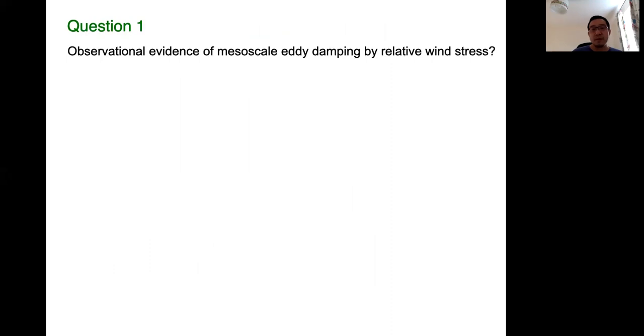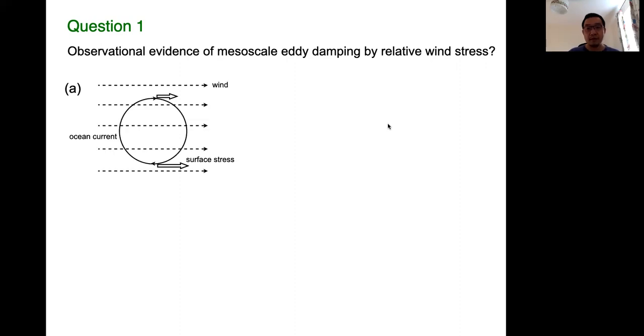And here we ask two questions. The first question is, is there observational evidence of eddy damping by relative wind stress? Okay. And in this simple schematic we used earlier, the wind field is uniform in space. Right? It's uniform in space, which is not a bad assumption because the atmosphere wind tends to vary on a much larger scale than ocean eddies.